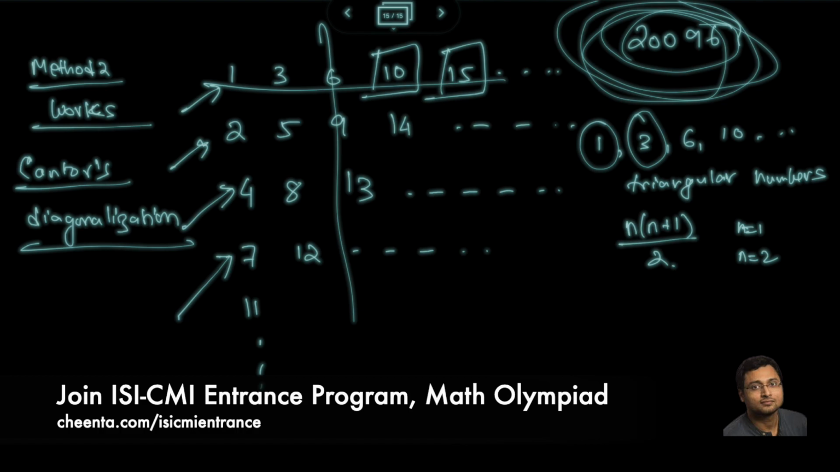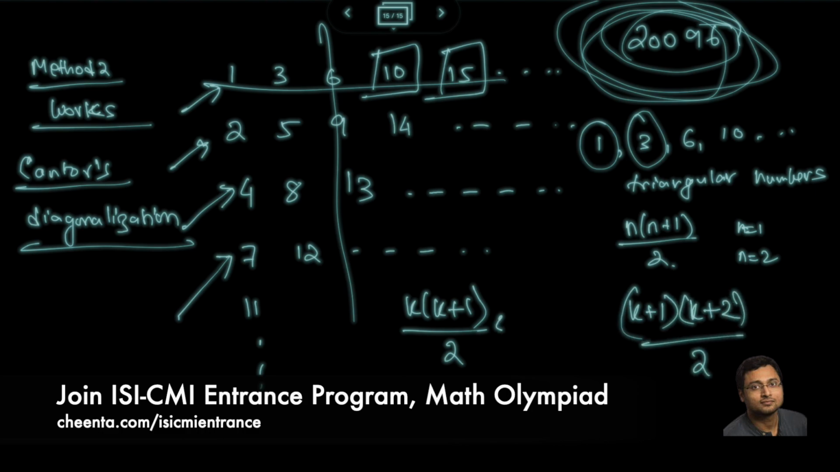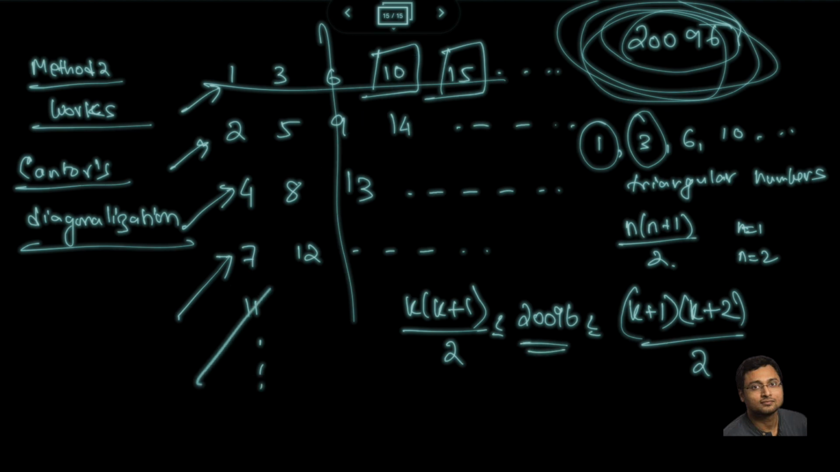So the number 20096 is between two triangular numbers. The first triangular number is the first number of this particular diagonal, and the second triangular number is the end point of the next diagonal, and this number is between them. So suppose it is between the kth triangular number and the (k plus 1)th triangular number. It could be equal to one of them actually. That's fine. So 20096 is between the kth triangular number, which is the kth diagonal, and then we have the (k plus 1)th diagonal.